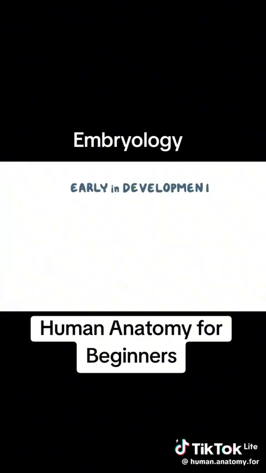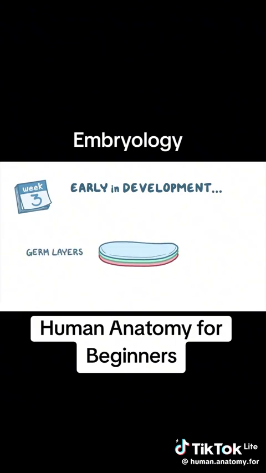Early in embryonic development, during the third week post-fertilization, the embryo is a flat, disc-shaped organism made up of 3 layers of pluripotent cells called germ layers, which give rise to all the organs and tissues in the body. An inner layer called endoderm, a central layer called mesoderm, and an outer layer called ectoderm.